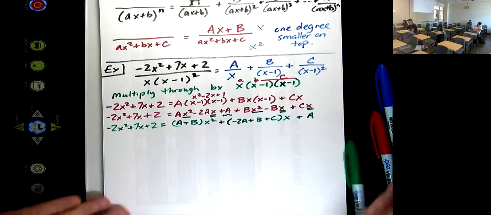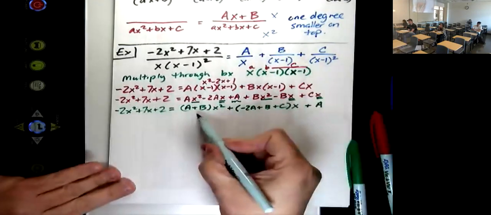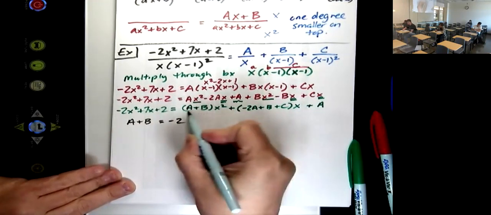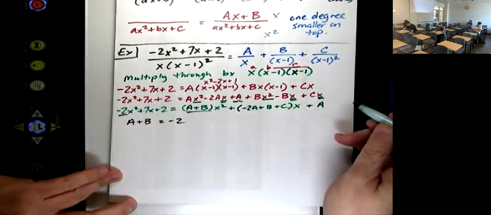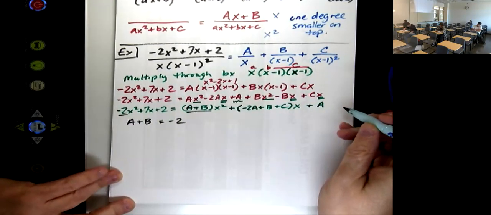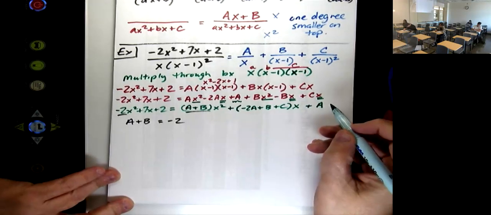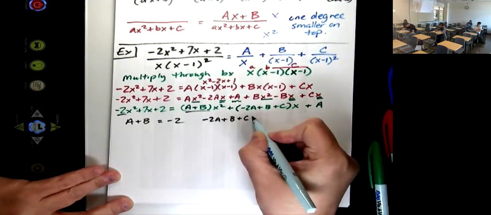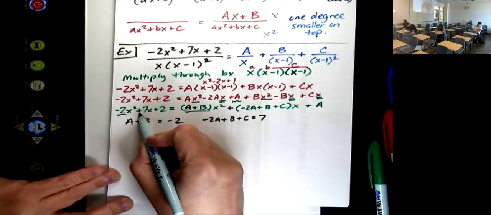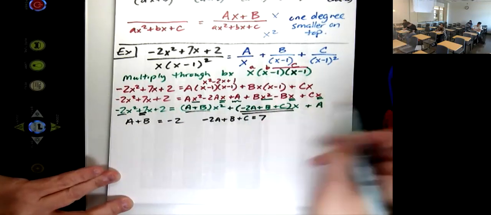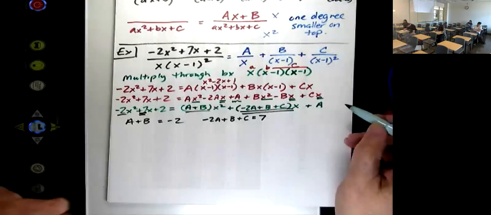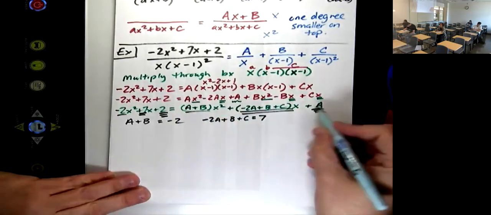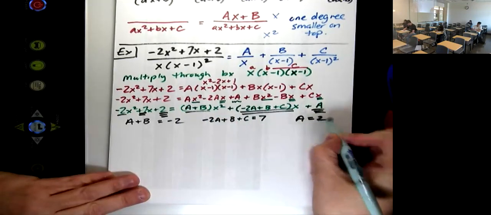All right, so let's start comparing coefficients. I've got a plus b has to equal -2. That's my x squared term. I have negative 2a plus b plus c has to equal 7. That's my x term. And my constant just gives me a equals 2, straight out the gate.